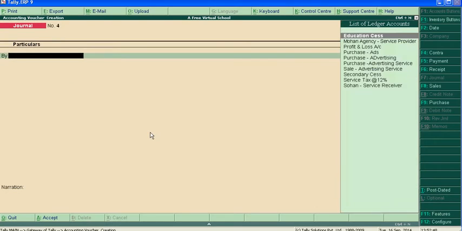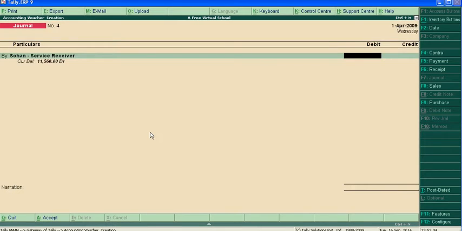Okay, now if you sell the service, then at that time the name of the service receiver will be debit. Suppose you have a total amount here, you will show 10,000 service or 20,000 service. I am just calculating 20,000 services.